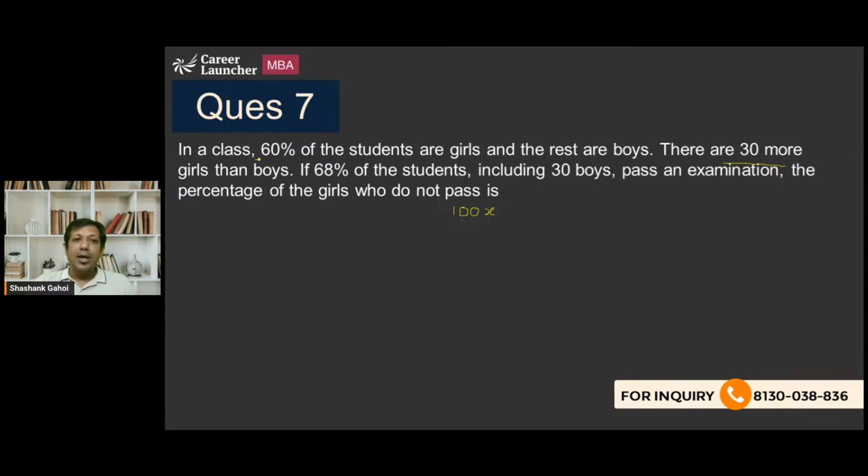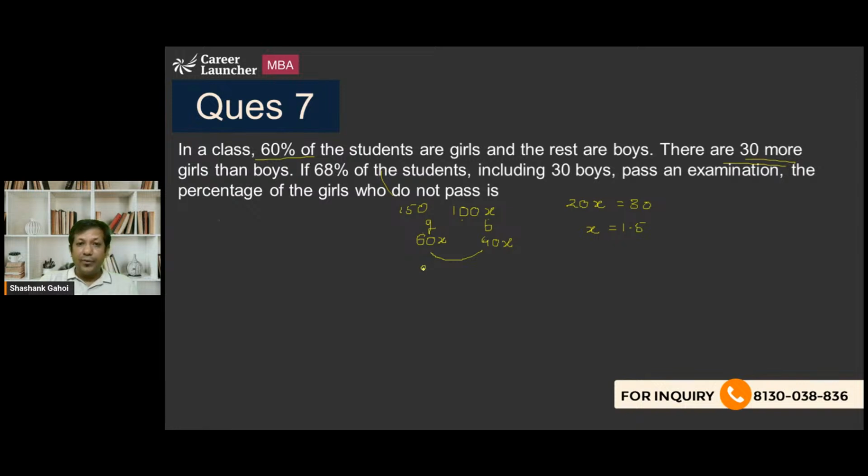Out of 100x, how many are girls? That is 60x, right? That is girls. Then how many are boys? That is 40x. Okay. There are 30 more girls than boys. So what is the difference between girls and boys? That is 20x. And that is equal to 30. So from here I can say that x is equal to 5. So the total number of students in the class becomes 150.